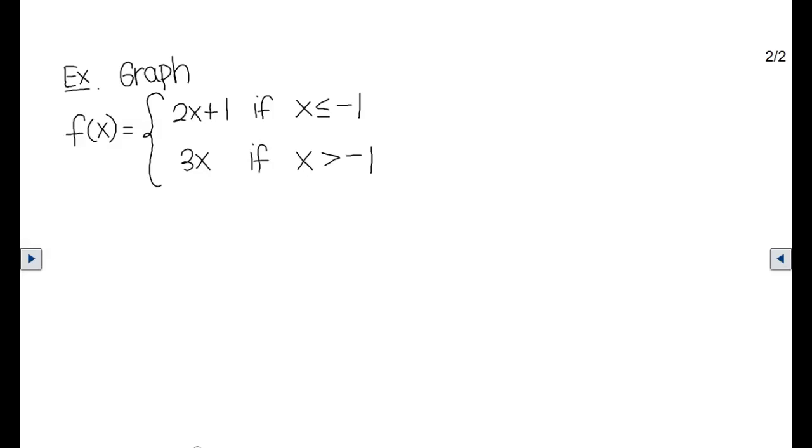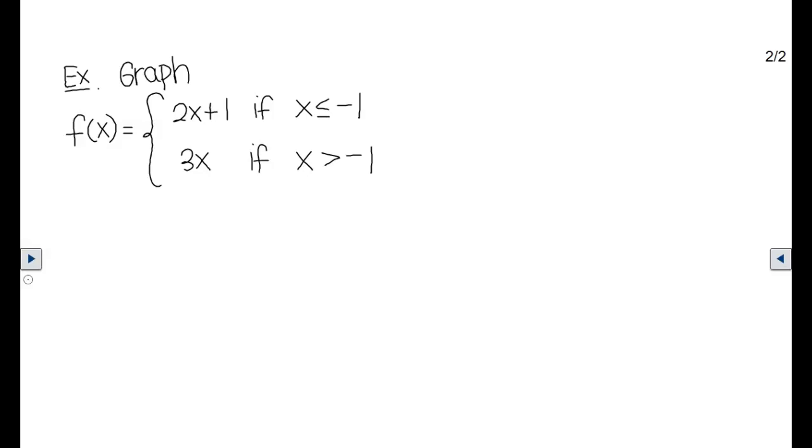So what we have here is a piecewise function that is going to be broken into two pieces. So your graph is going to be in two pieces. I want you to notice that we're going to use the rule 2 times x plus 1 if our x values are less than or equal to negative 1. So negative 1 or smaller. And we're going to use the rule 3x if our x values are greater than negative 1, so bigger than negative 1. So here's the domain for this first rule. Here's the domain for this second rule.